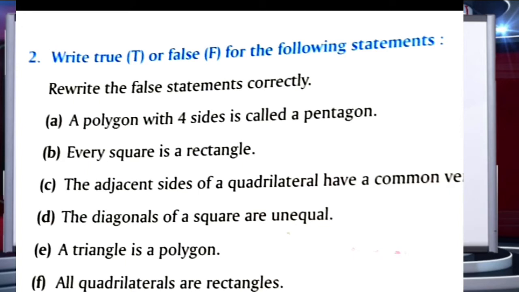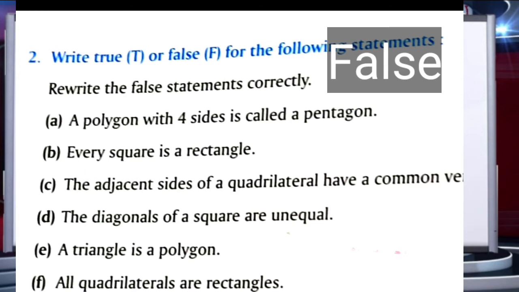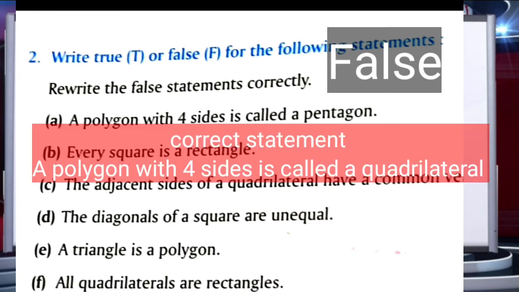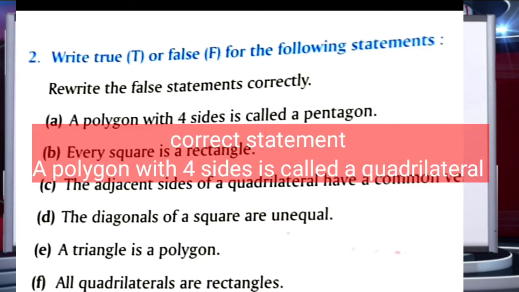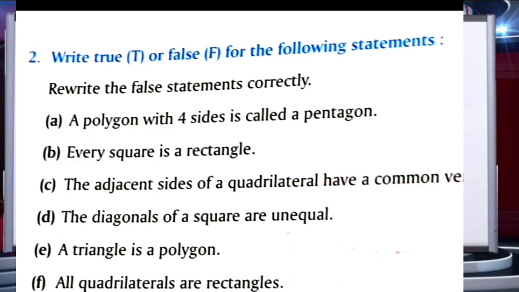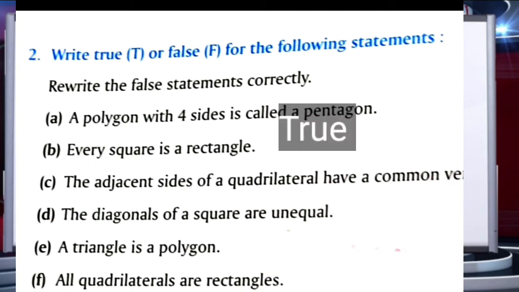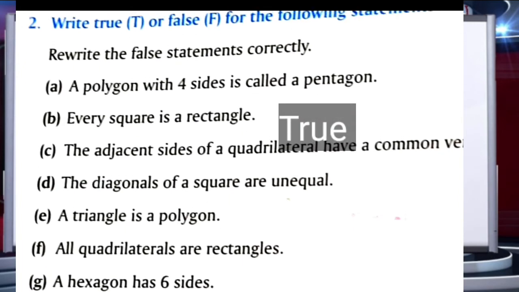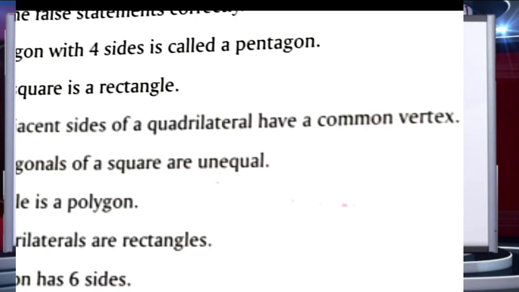First part, A part, a polygon with 4 sides is called a pentagon. This is false. Correct statement is a polygon with 4 sides is called a quadrilateral. B part, every square is a rectangle. It is true. C part, the adjacent sides of a quadrilateral have a common vertex.